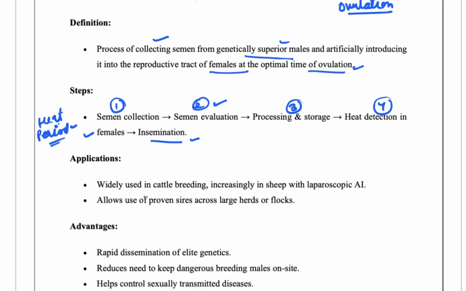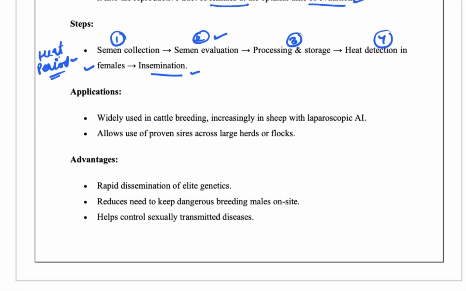Application of this particular technique is widely used in cattle breeding. It is also increasing in sheep with laparoscopic AI. This is something which we are developing right now, so we will not talk about this. But in cattle breeding, this is commonly used, right? And it allows the use of a proven sire across the large herd or the flock. So we basically use those males which have been proven to have the upgraded characters.